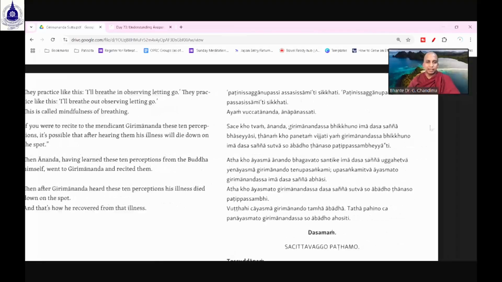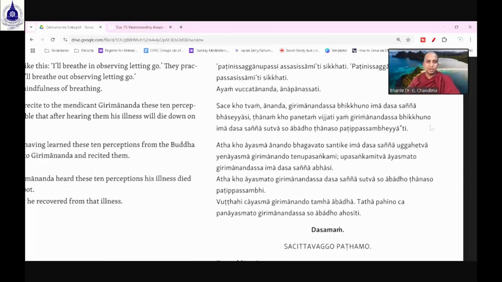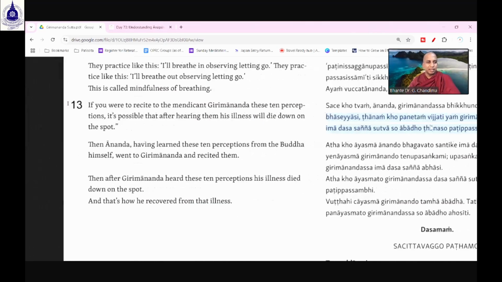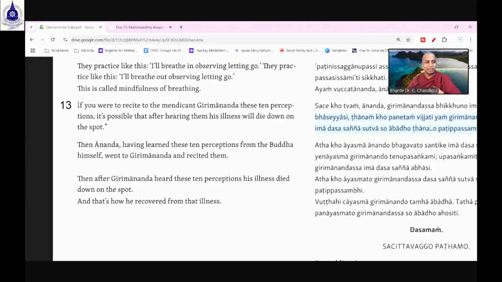Sache ko twang ananda girimanandasa vipuno imadasa sanya basiyasi. Tanang ko panetang vijjati yang girimanandasa vipuno imadasa sanya sutva so abadu tan so padispasapi. Now the Buddha is telling Venerable Ananda, if you were to recite to the Venerable Girimananda these 10 perceptions, it is highly possible that after hearing them, his sickness will die down on the spot.